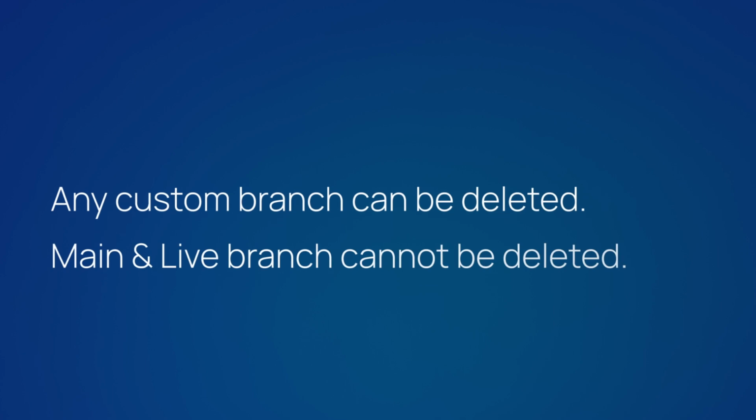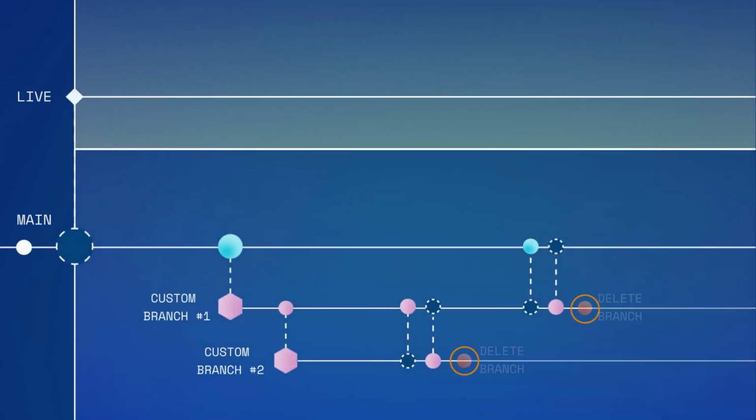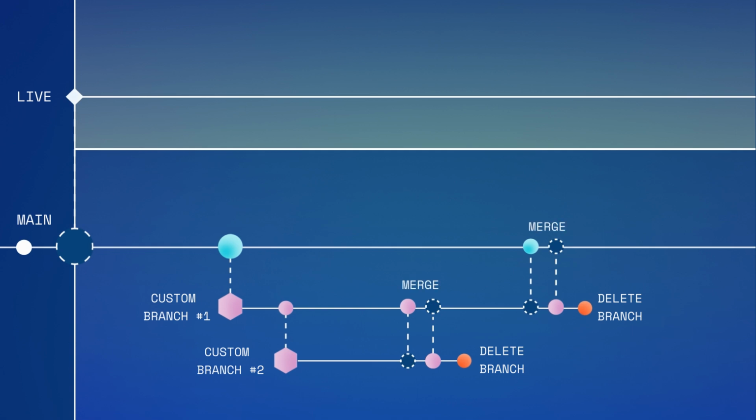Any custom branch can be deleted. Your main and live branches cannot be deleted. It can be helpful to delete custom branches if you've completed the work you were doing in a particular branch and have already merged those changes up the tree.